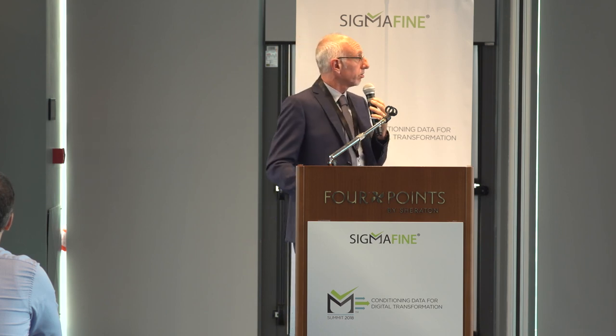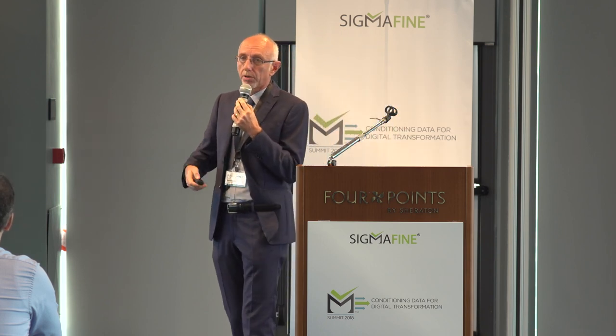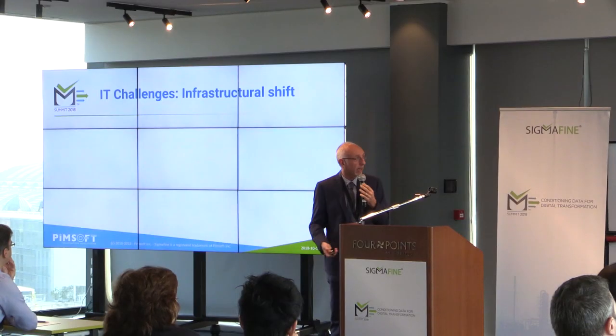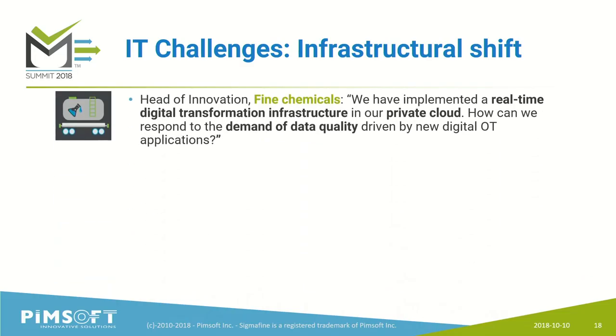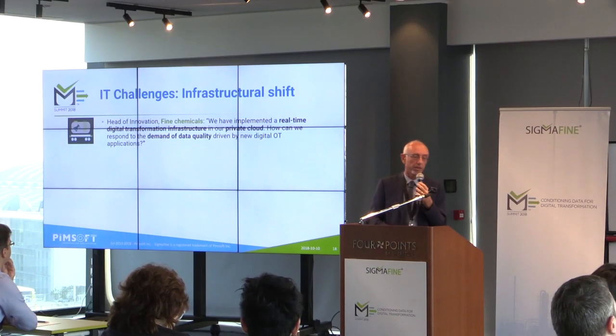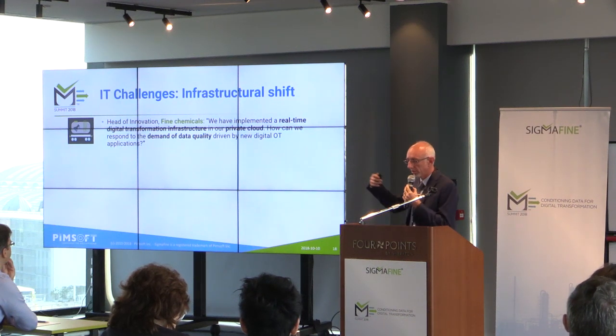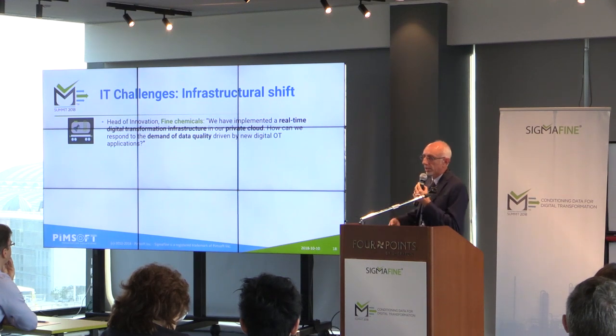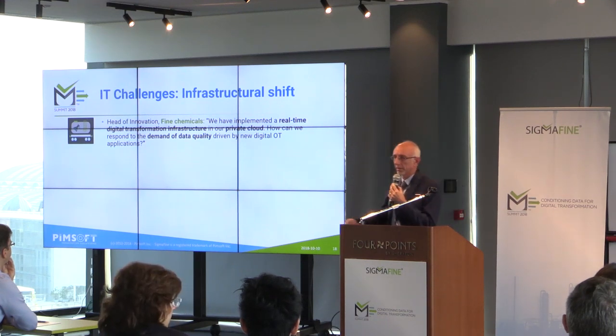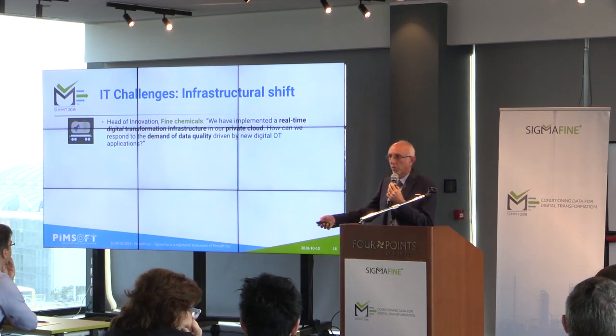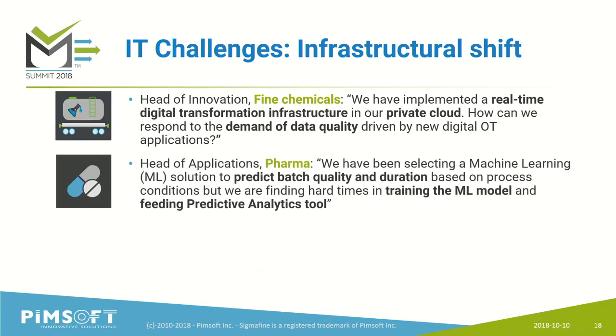What happened on the other side? The ones that we have been seeing before are examples of OT requirements. On the IT side, what we are seeing is, yes, okay, I am the head of innovation. This is a fine chemical company. They have implemented the infrastructure, okay? And they have implemented this in the private cloud, so they have, let's say, the tool available. However, they understand that in order to respond to their OT side, it's not sufficient just to provide the data. They need to provide data with the right quality, okay? And this is the theme of the day.